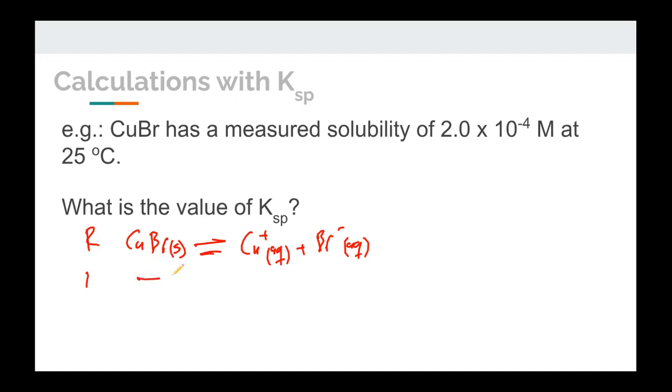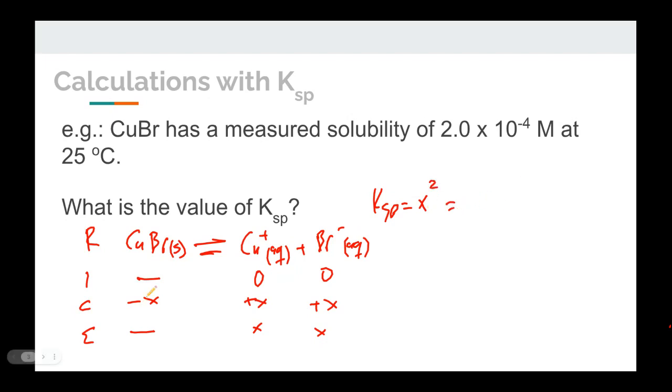Initial, this is a solid, so it doesn't matter, but before it starts to dissolve, we don't have any of the 2 ions. What's the change? We're going to lose some number of moles per liter of copper bromide from the solid into the solution, and then we're going to gain an equivalent number of both copper ions and bromide ions. So at equilibrium, we still don't care about the solid because it's not in the expression. This will be x and this will be x. So Ksp, in terms of our chart, is x times x.